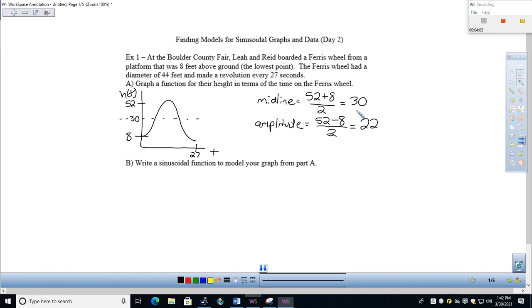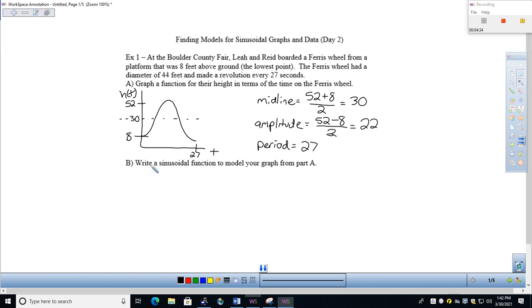All right, well, let's put a couple things together. We've got our period, we've got our midline, we've got our amplitude. And by the way, I'm going to just throw that in the mix here while I'm thinking about it. Period is 27 units, and in this case, the units represent the number of seconds. So we've got that, and we're ready to go.